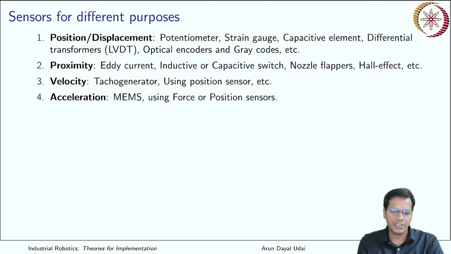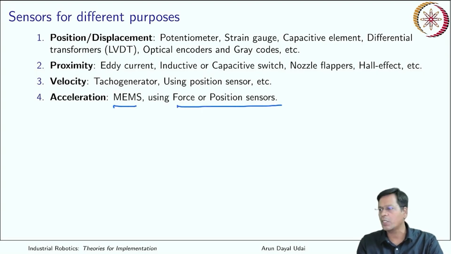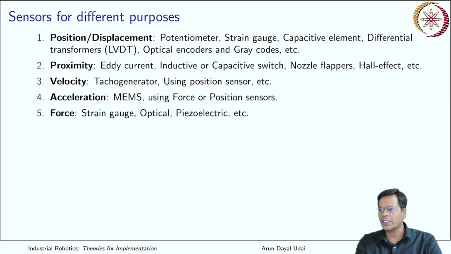Accelerometers are there, which are in your mobile phones also, so we'll see that also. We'll see a type of accelerometer which is a MEMS sensor, and maybe using a force sensor, which we will also cover in this module, that can be converted to an accelerometer also. Force sensor, strain gauge in particular, we will be covering. Optical and piezoelectric are also there.